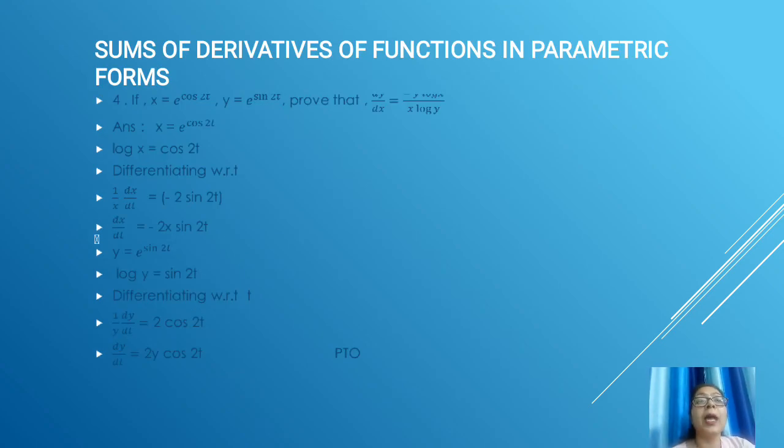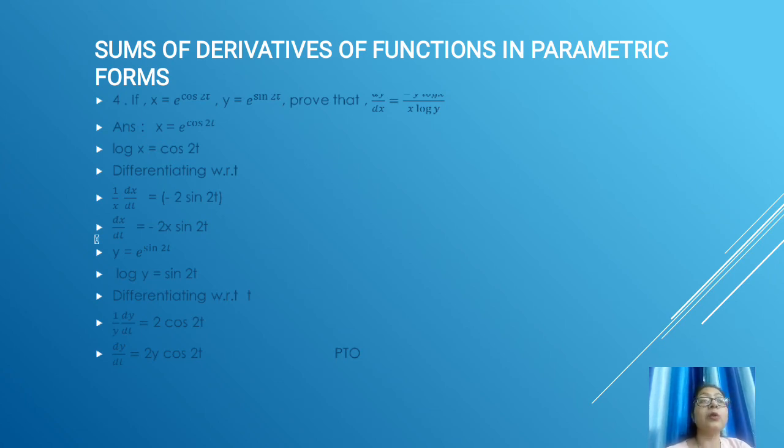Next sum. X is equal to e to the power cos twice t and y is equal to e to the power sin twice t. I have taken log on both the sides. So log x is equal to cos twice t, coming in front, log e, that is 1, so I have not written that part. Next, differentiating with respect to t, it is 1 by x dx dt is equal to cos t formula is minus sin t, and for twice t that 2 will come in front. So minus 2 sin twice t, dx dt.